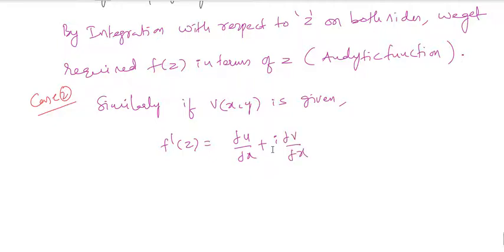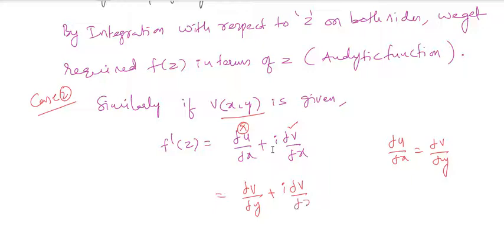Now they have given v of x, y. This I know, but I don't know this value. By the CR equations, ∂u/∂x I can represent as ∂v/∂y. So now replace this one. That is ∂v/∂y plus i into ∂v/∂x. Am I right or not?